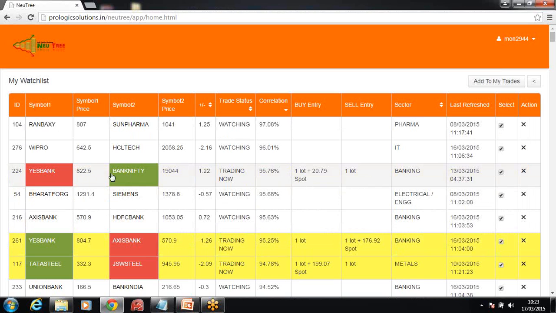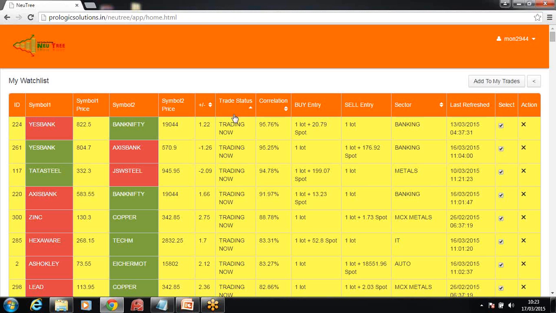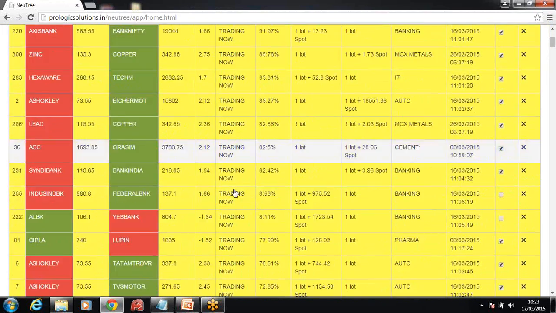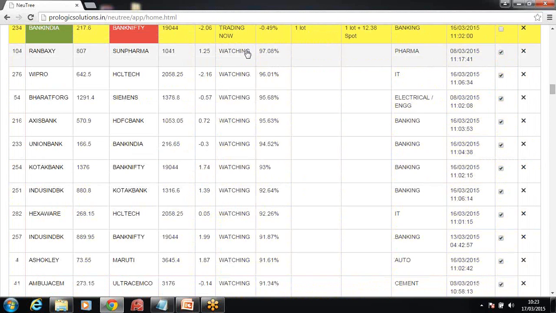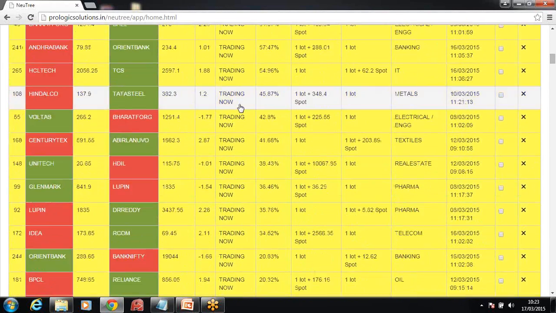Now how do we trade? It's very simple. Whenever you get a trade, automatically the red and green for that particular trade will get activated. Let's say in the case of S Bank and Bank Nifty, it's already activated. If I want to check what trades are currently running, I will click on this trade status. It will give me a list of all the trades that are happening now. These are the trades that are happening now. And after this are the scripts which are expected to give you some trades. So I will just start with one.